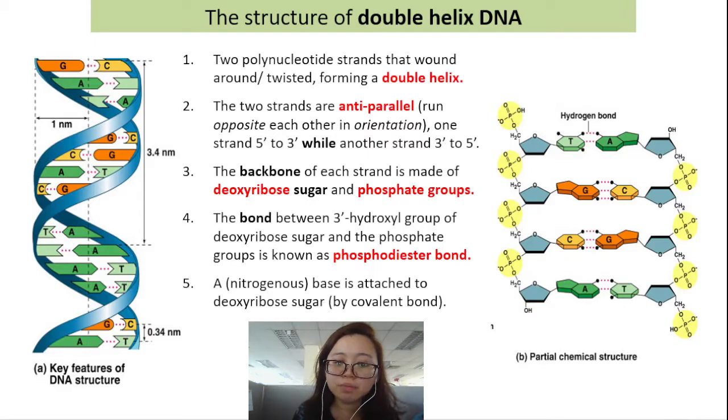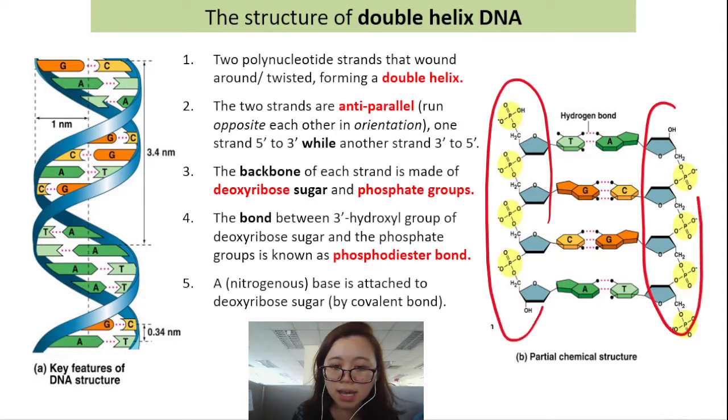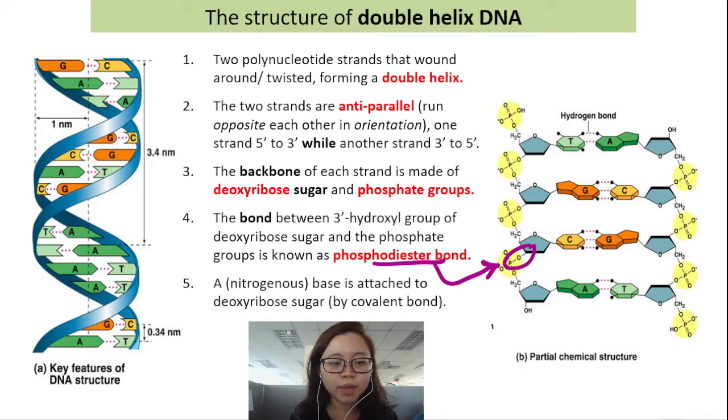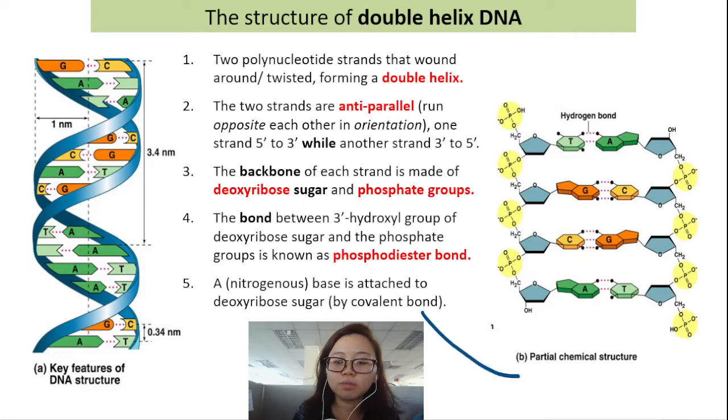They also said that the backbone of each strand is made up of deoxyribose sugar and phosphate groups. These are the backbones. Backbone nomor 1, backbone nomor 2, dan terdiri daripada phosphate group and deoxyribose sugar. Next, they said that the bond between the 3' hydroxyl group of deoxyribose sugar and the phosphate groups is known as a phosphodiester bond. So, phosphodiester bond adalah ini. Dan ada beberapa phosphodiester bond, of course. Not just one. A nitrogenous base will be attached to the deoxyribose sugar by covalent bond. So, dia merujuk kepada ini. This part is the covalent bond.